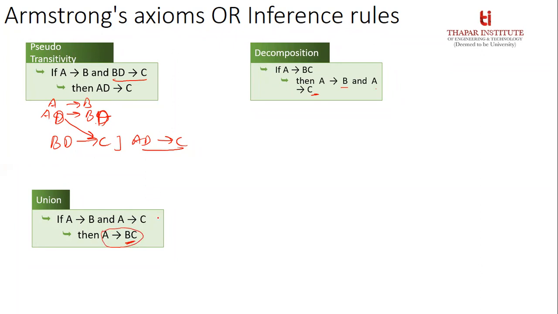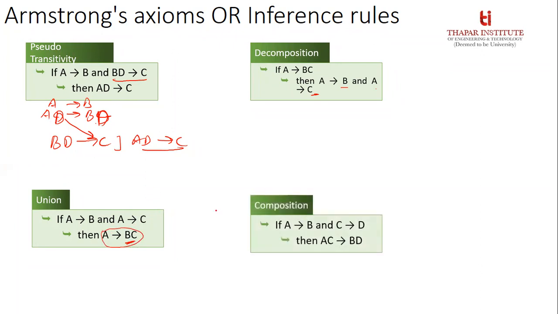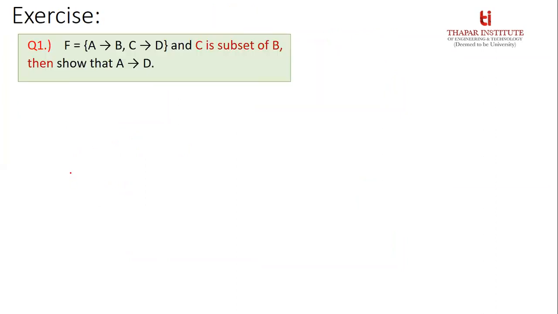So this is a union operation, and for composition we can have A determines B and C determines D. So you can have AC determines BD. How will it happen? You can combine AC on both sides, and then you can do the union of these two. So AC determines BD you can have. Okay, so these are the inference rules by which we can extract new functional dependencies.